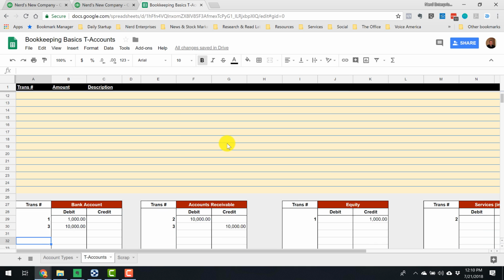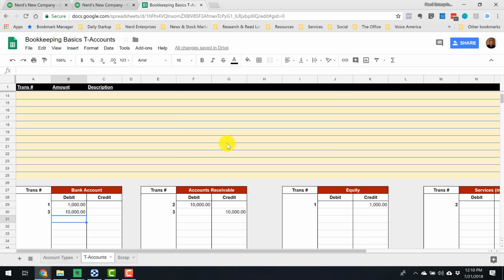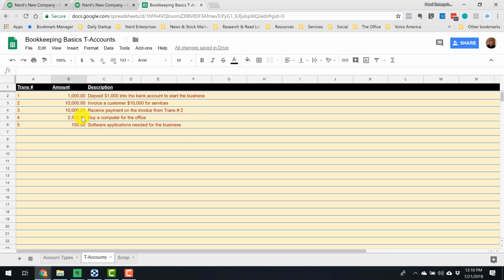Okay, so accounts receivable, when we get paid, we're decreasing accounts receivable because we're converting that account receivable to cash, decreasing accounts receivable, increasing the bank account. Let's see what we're going to do next, because now we've got a little money, so let's go buy a computer, right? Maybe we're using our own personal computer because we didn't have money yet for the business. Now we're going to go buy a computer for the business for $2,500.